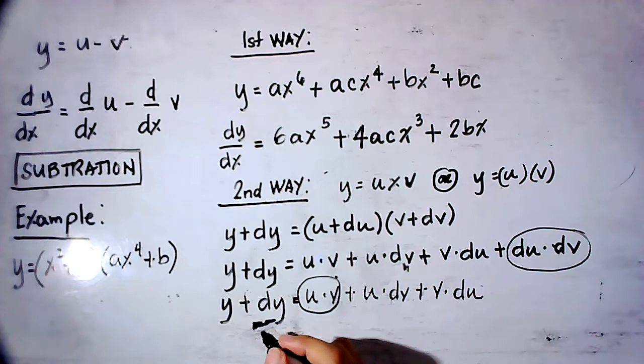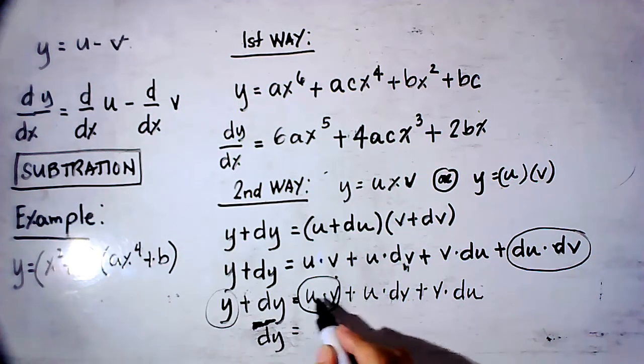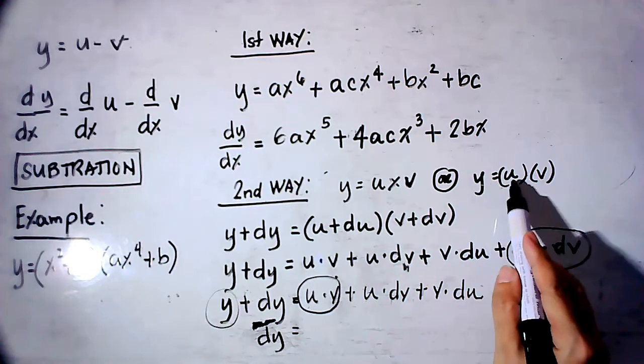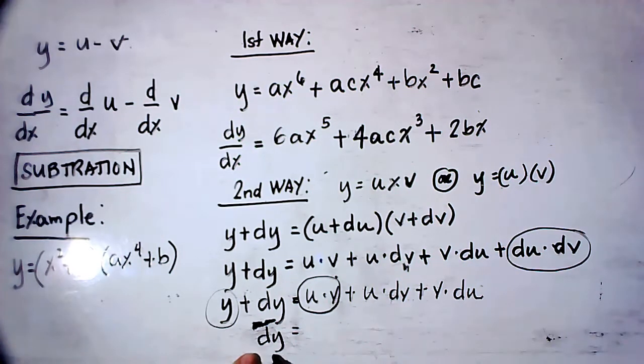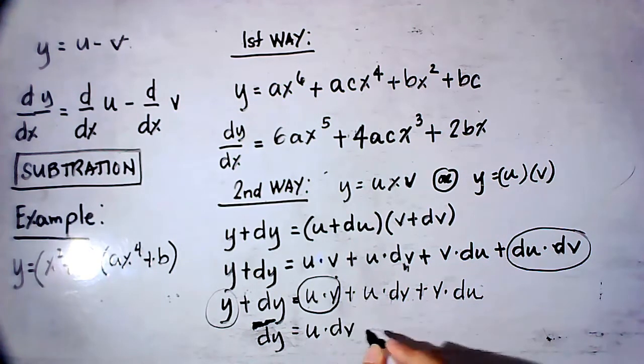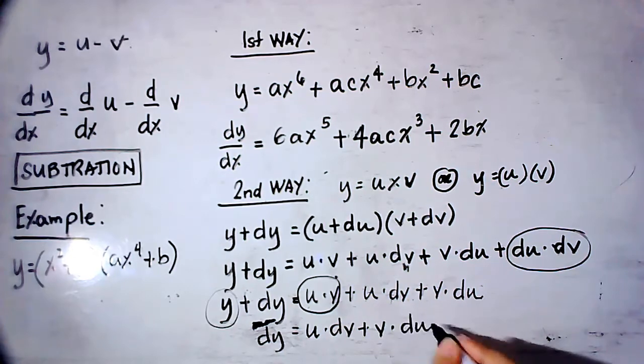dy. We eliminate y is equals to u times v. That gives us the value for dy, which is u times dv plus v times du.